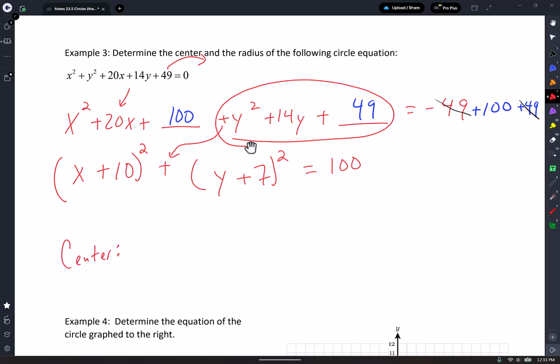Where's the center? Yes. See, you got it, parrot. Negative 10, negative 7 is the center. So now you'll get these questions correct on the SAT no matter what. What's my radius? Remember, that's r squared. Perfect. How'd you get 10? By taking the what? Square root.